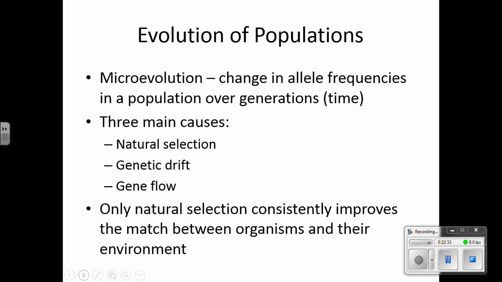Microevolution, remember, is a change in allele frequencies in a population over time. The three main causes of microevolution are natural selection, genetic drift, and gene flow. We're going to talk about these later. Only natural selection consistently improves the match between the organism and their environment.